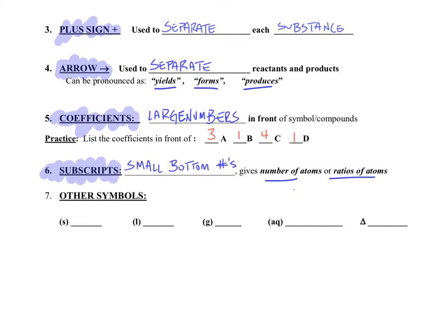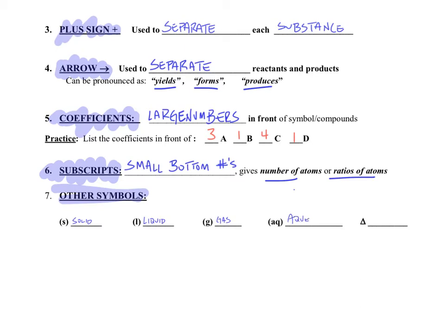Some other symbols that you might see. You might see S in parentheses. S just tells you that that substance is a solid. So rather than writing out the word solid, it's just going to abbreviate it with an S. You might see a lowercase l. L tells you that that substance, whether it be an element or a compound, is a liquid. G represents a gas.